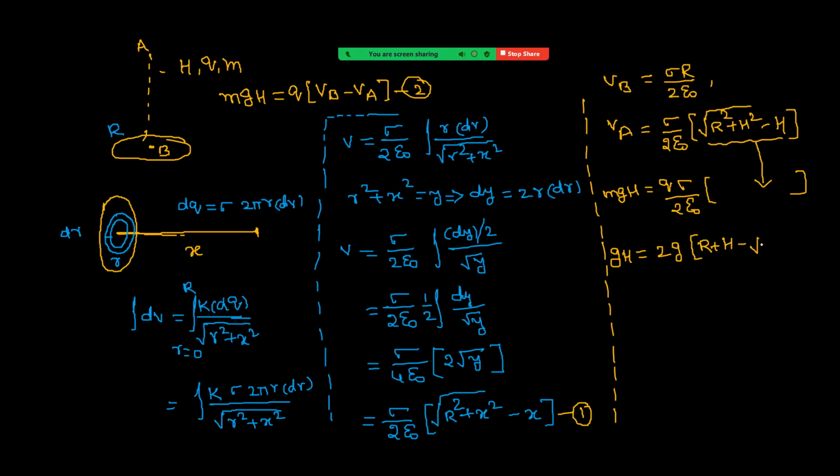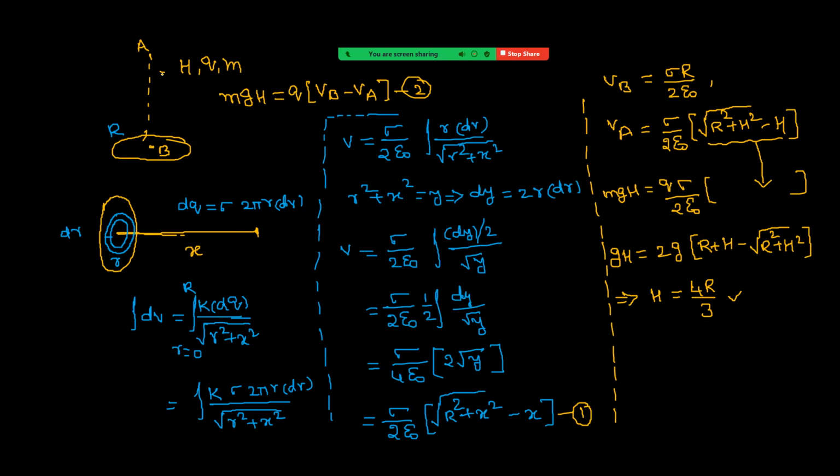Now this is equal to R plus H minus square root of R square plus H square. See the calculation part, what we are writing here. So VB minus VA, we have taken that. So here g gets cancelled. It is now H by 2. Now simplify this part. By simplifying this, we are going to get H equal to 4R by 3. That means we have to release the object from a height of 4R by 3. Then it is able to just reach point B.